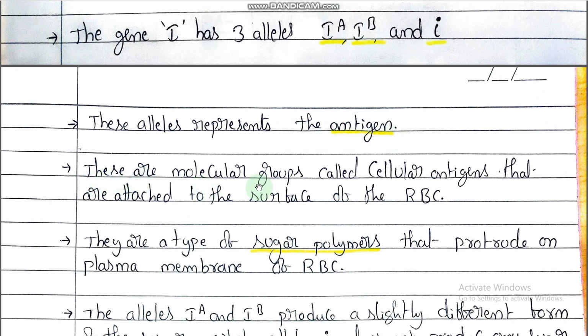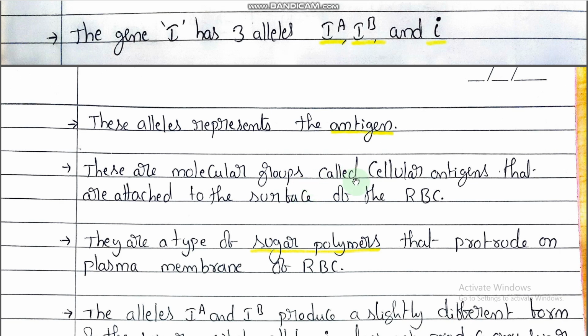These are molecular groups called cellular antigens that are attached to the surface of the RBC. So here the structure of antigen is given. Where are they presented? Antigens are presented on the surface of the RBC.